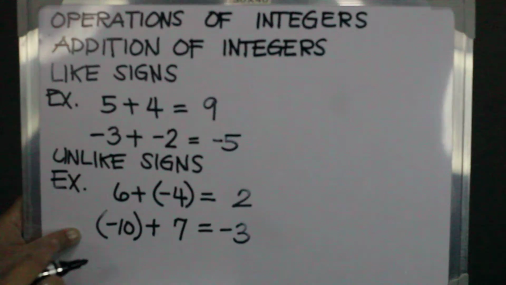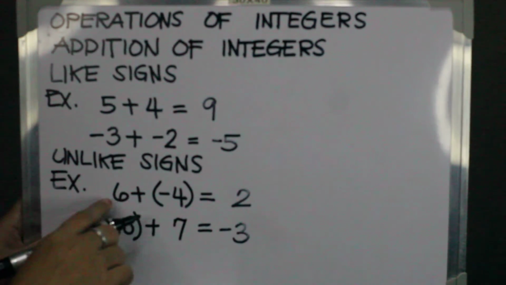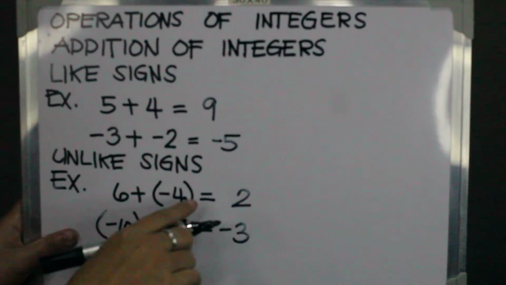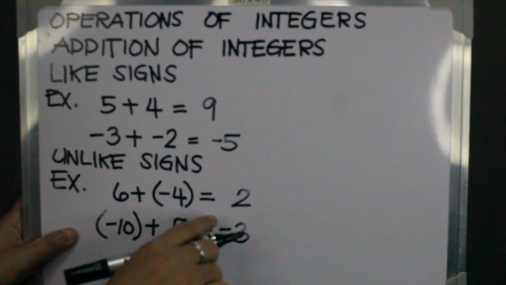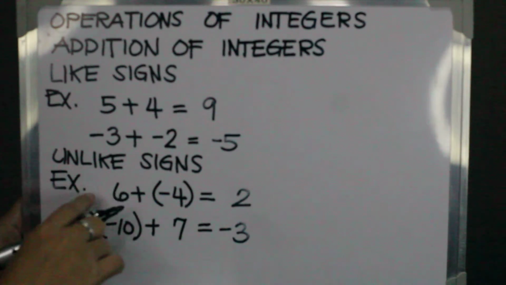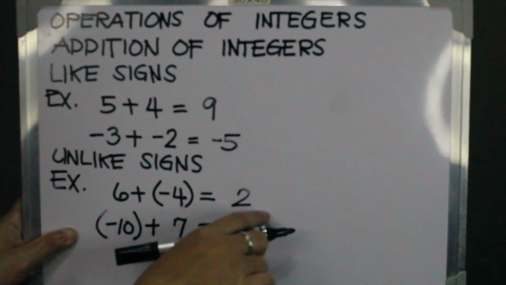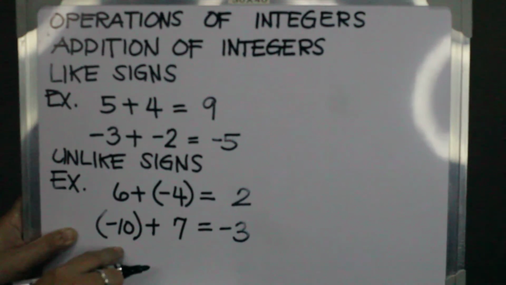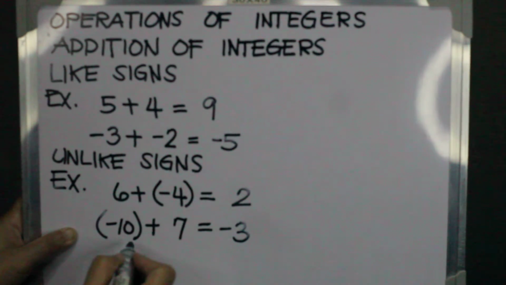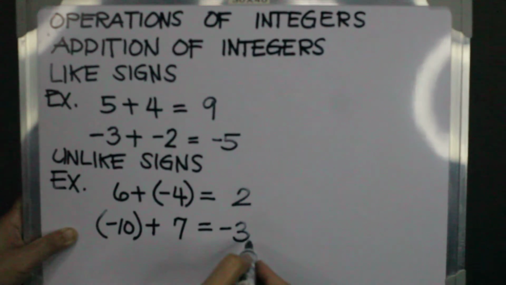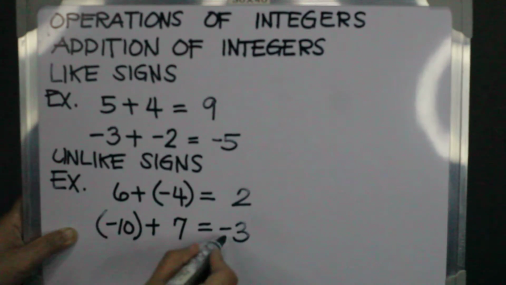Again, let's go back. 6 plus negative 4 is equal to 2. Simply subtract because they are unlike signs, and just copy the sign which has a greater absolute value, which is positive. So that means it's a positive 2. Another one is negative 10 plus 7. Subtract the values, we have 3, and the greater absolute value has the sign negative. So that means negative 3.